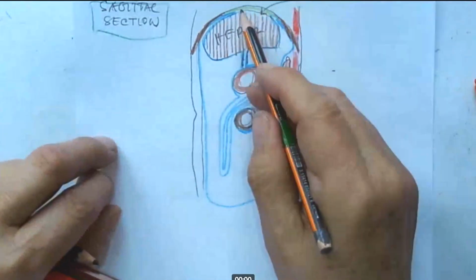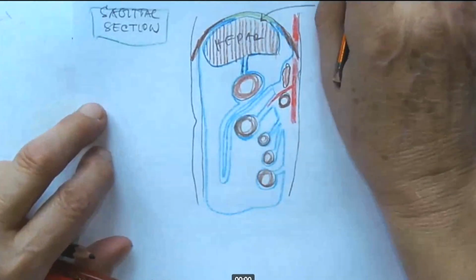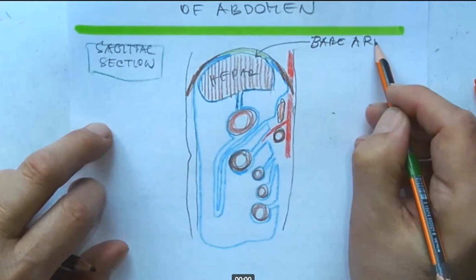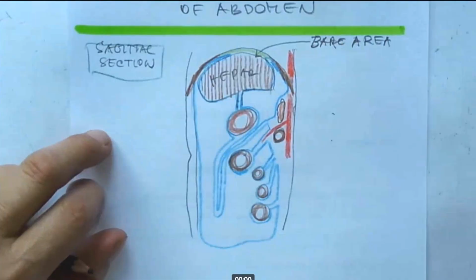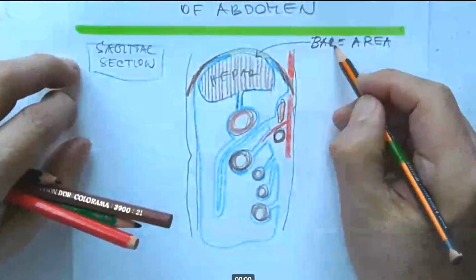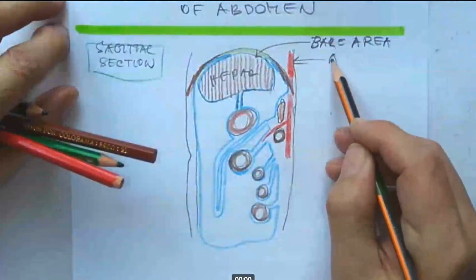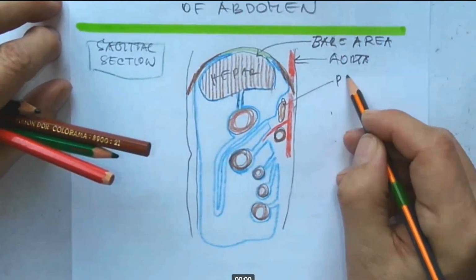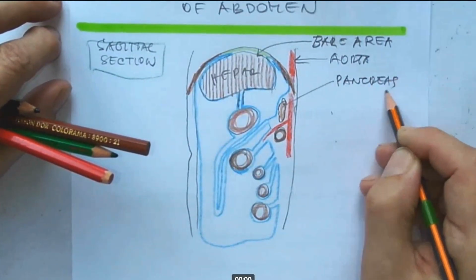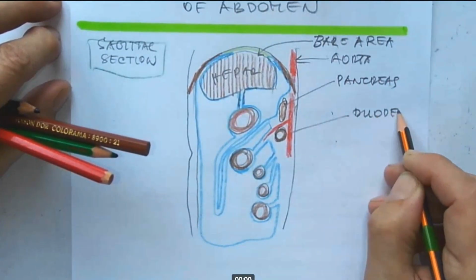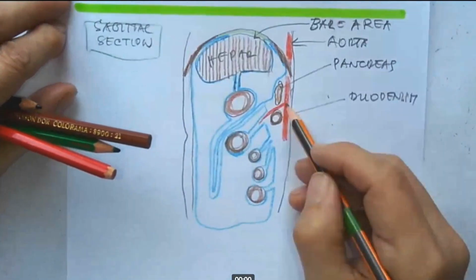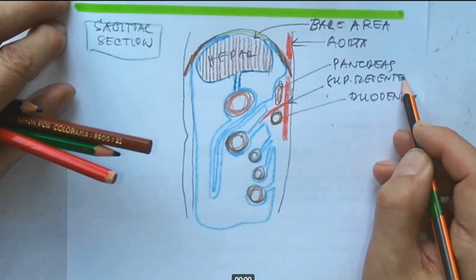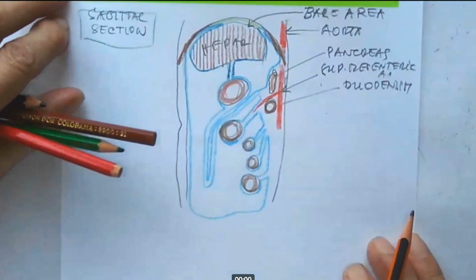That area, which is not covered by peritoneum, is called area nuda, the bare area. Good. Then here we have, of course, the aorta. All the structures should be labeled. Here we have the pancreas, correct. Then the duodenum, correct. Then the superior mesenteric artery, supplying also the organs.